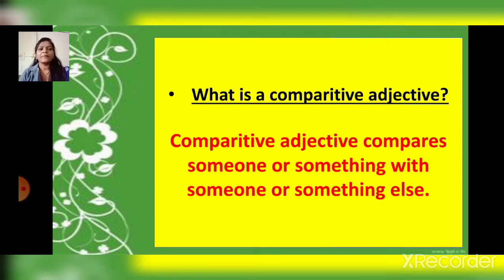Now, what is comparative adjective? In this lesson number 6, we have to learn two degrees, the comparative and the superlative. So what is comparative adjective or degree? Comparative adjective or degree compares someone or something with someone or something else. यानी कि comparative degree का यूज़ हम दो चीज़ों का कंपैरिजन करने के लिए करते हैं.